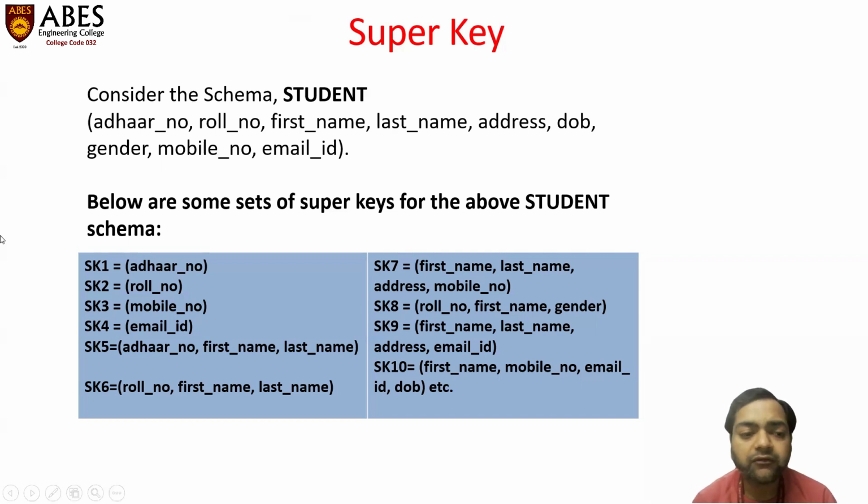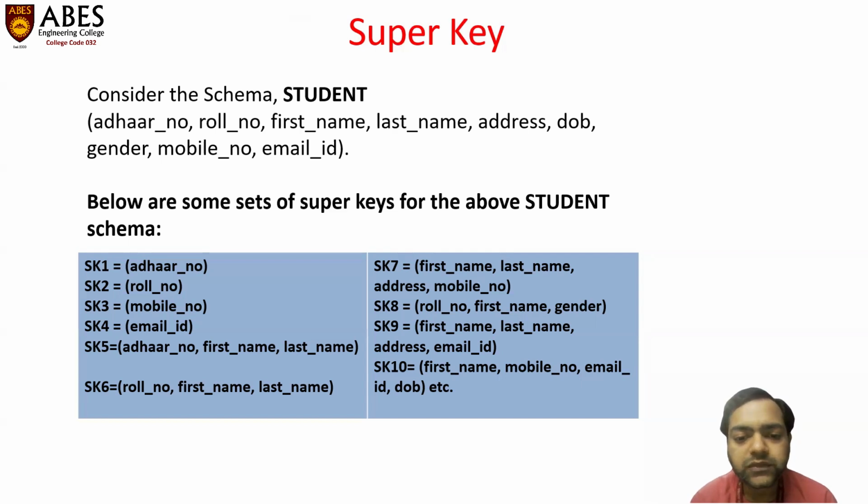So here we have discussed the set of super keys for the above student schema. Super key 1, we can have Aadhaar number, because Aadhaar number is different for every student. Roll number, yes, roll number is different for every student. Mobile number, yes, we can have mobile number as the super key, because it can also be unique for every student. Email ID, yes, we can have. Now this is a property of a super key.